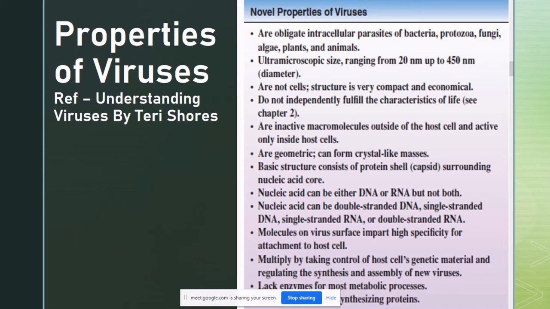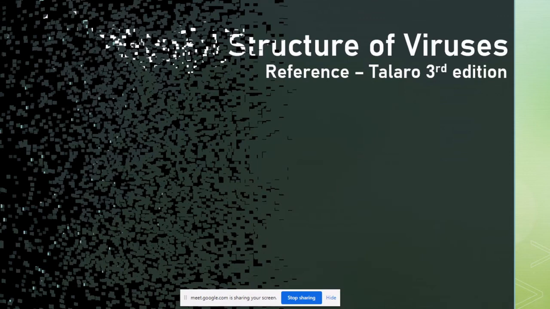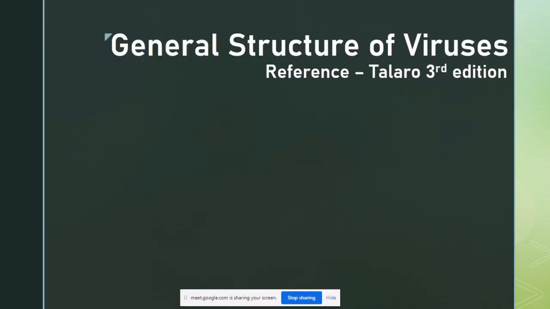Then they multiply, taking control of the cell's genetic material and regulating the synthesis and assembly of new viruses. And they lack enzymes for most of the metabolic processes. So they will have genes required for the synthesis of their own proteins. Okay, these were the properties in brief. Now let us talk one by one in detail about the general structure of viruses. Now I assume that you have revised your FY syllabus.